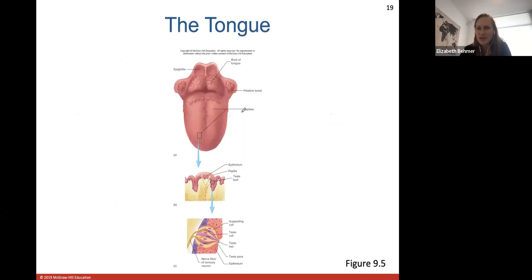The papillae are the bumps on the tongue. And these bumps, as you can see, that's what you can feel. The bumps on the tongue are your papillae. But if we zoom in on an area of a papilla, you can see the taste bud itself with all of the supporting cells, the taste hairs, and the taste pore. So again, the papillae are the bumps on your tongue, and within the papillae are your taste buds.